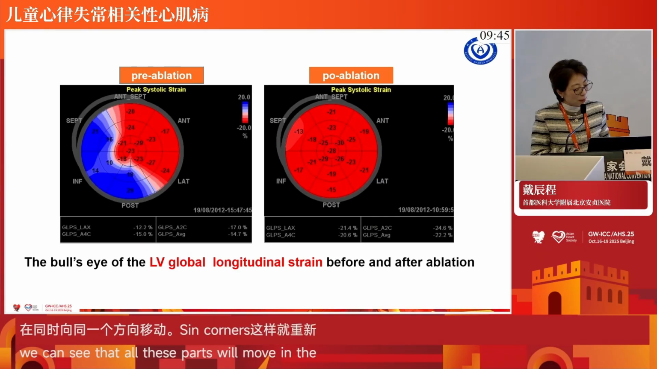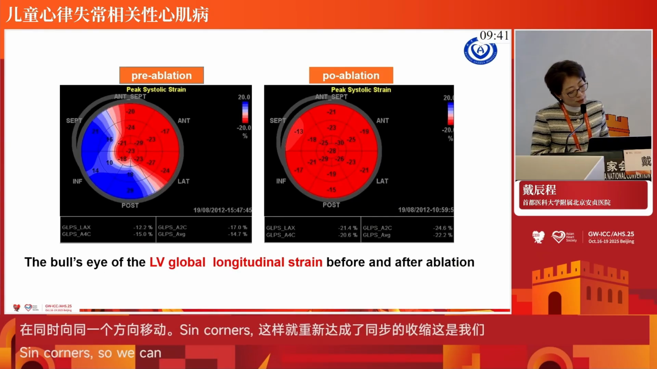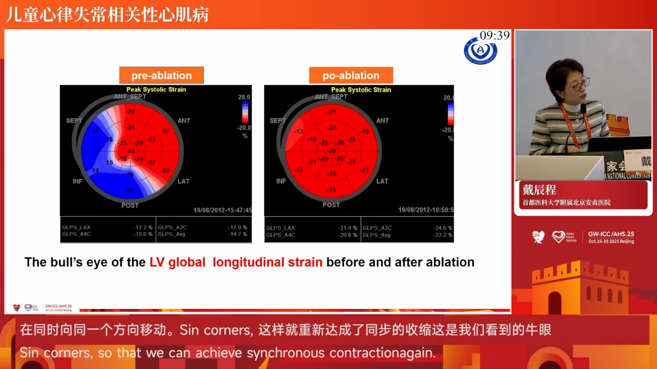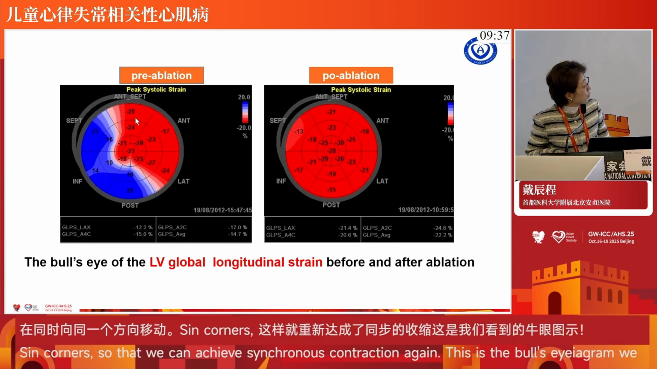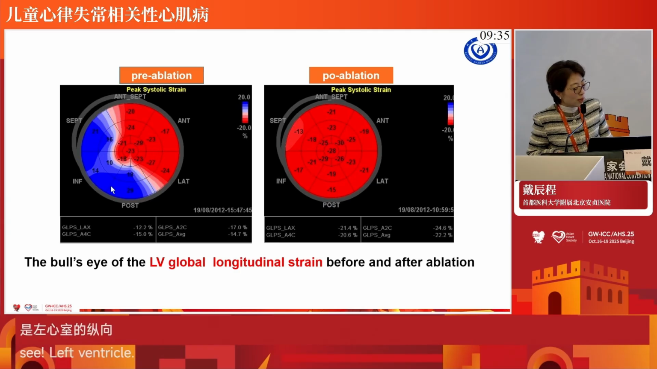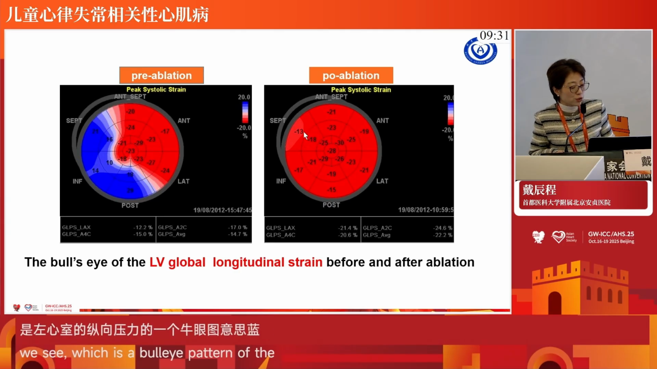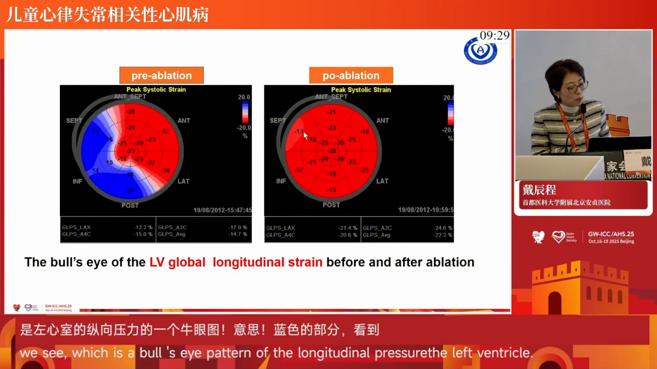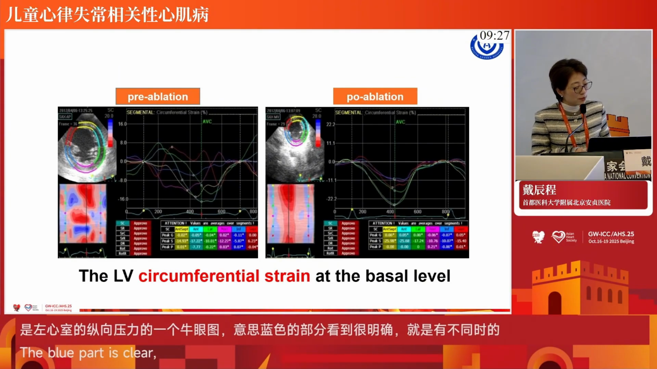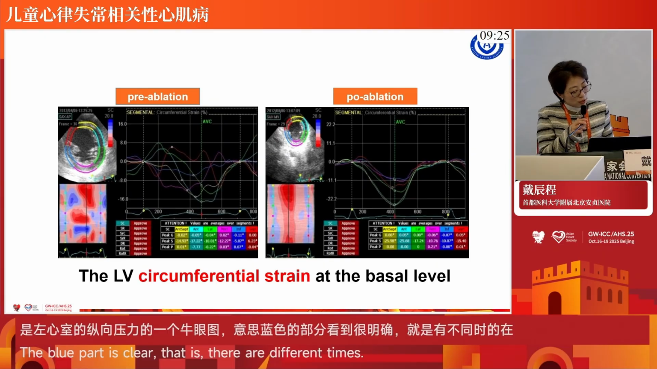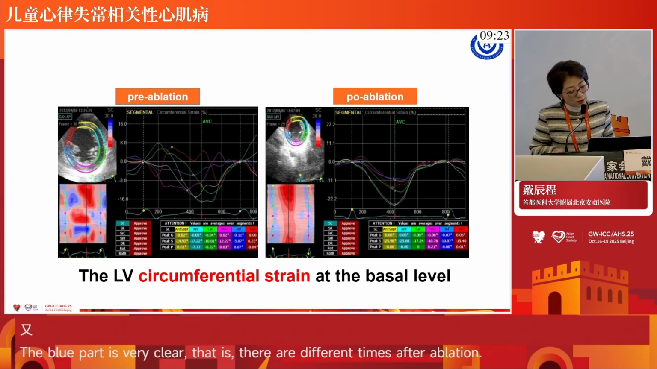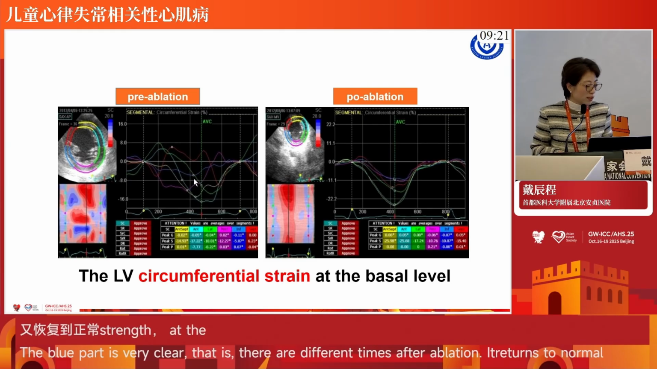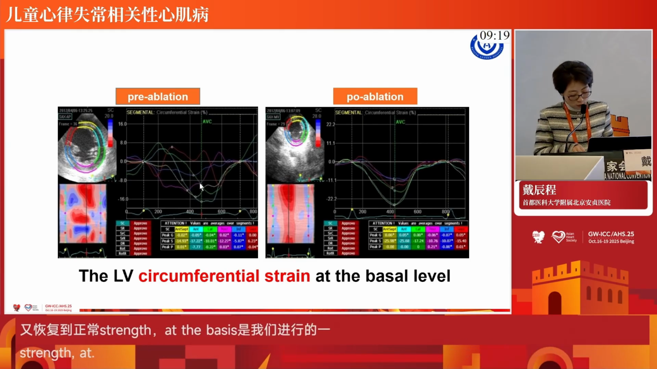This is the left ventricle global longitudinal strain before and after ablation. You can see the blue one is the obvious dyssynchrony, and after ablation, they return to normal. This is the left ventricle circumferential strain at the basal level. The dyssynchronous contraction is very obvious.